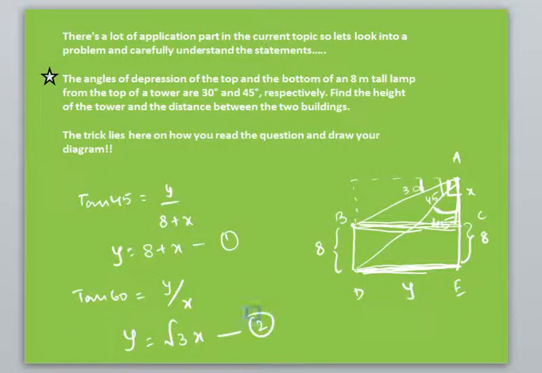I have a direct relation between Y and X, so if I substitute 2 in 1, I would get either Y or X. From that, I would calculate this Y and X. I would get my distance between the two buildings and the total height of this building.